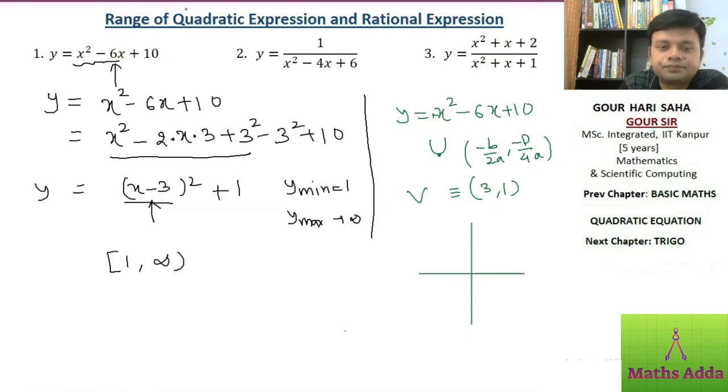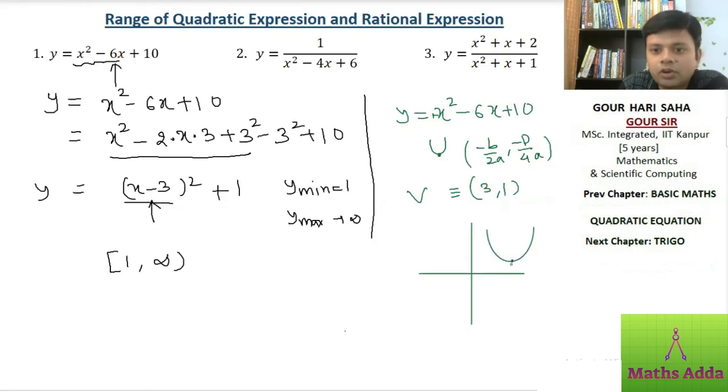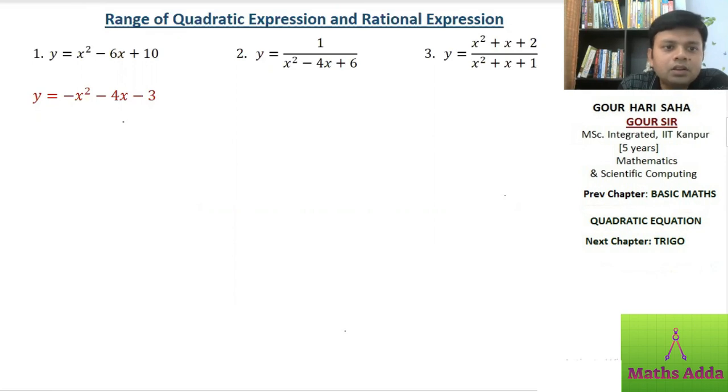So let's plot it. So this point is 3 comma 1. So what I see, its minimum height is 1 and it's reaching towards infinity. So this means it covers everything from 1 to infinity, that is range is from 1 to infinity. Let's take one more example. So y is equal to minus x square minus 4x plus 3.